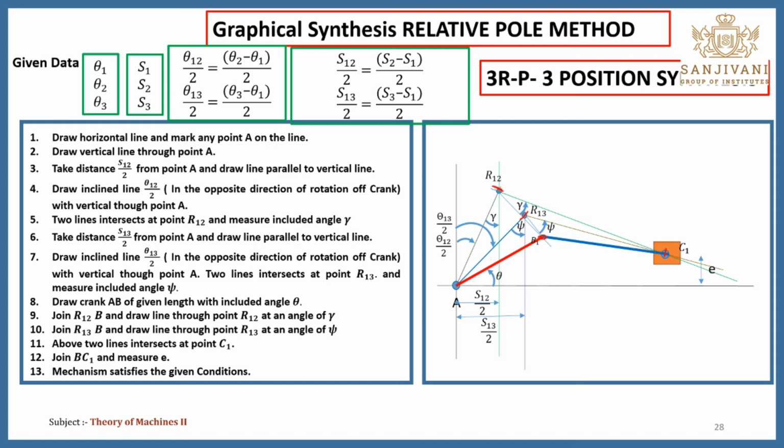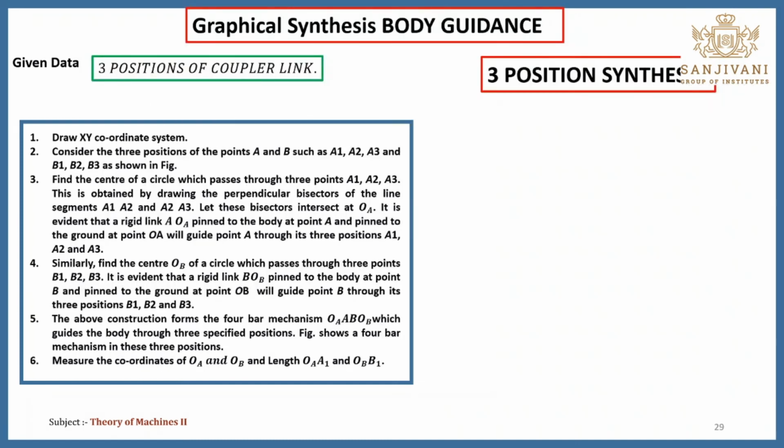Now we are moving to the last. Now we are studying the last part of this graphical synthesis, which is the body guidance. In this body guidance, 3 positions of the coupler link are given to you, and you need to find out the length of the input link, the output link, the position of the pivots, and the position and the orientation of the fixed link.